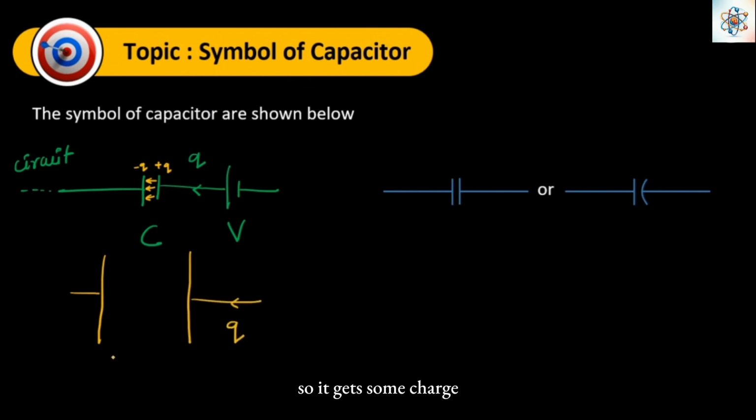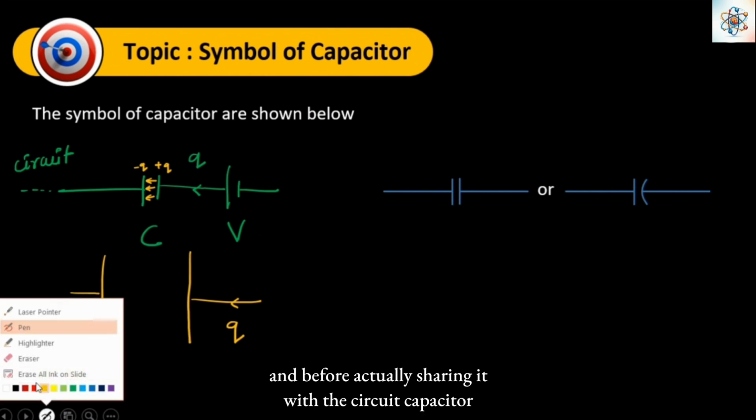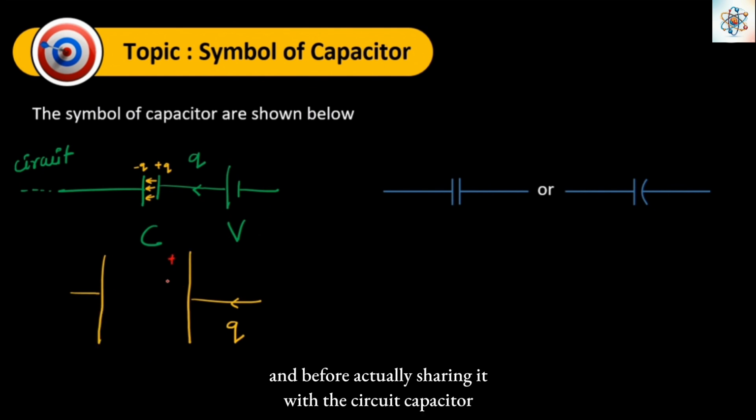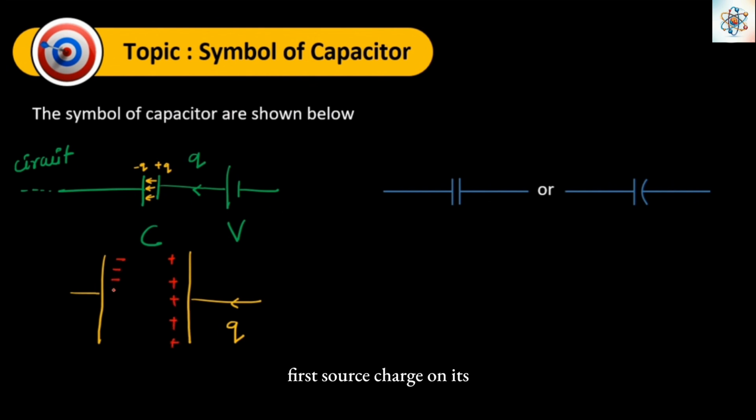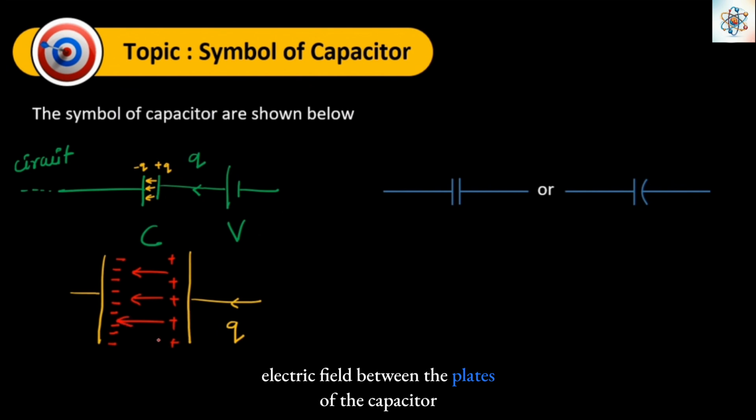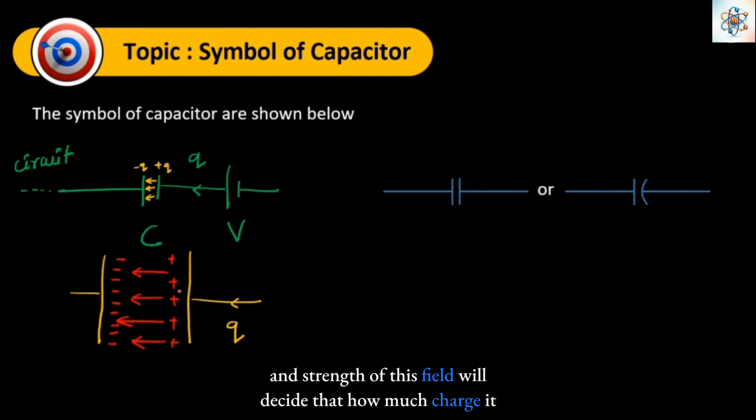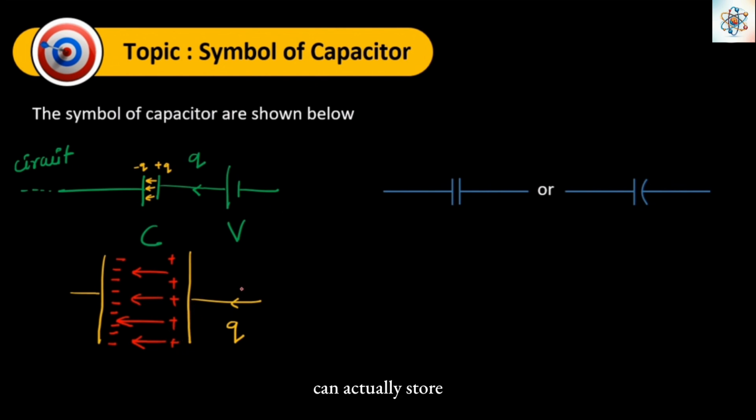And then there exists an electric field between them. So it gets some charge, and before actually sharing it with the circuit, the capacitor first stores charge on its surfaces. And because of that, there exists an electric field between the plates of the capacitor. And the strength of this field will decide how much charge it can actually store. Then the charge goes to the circuit. So this is how it is connected between the circuit and the battery.